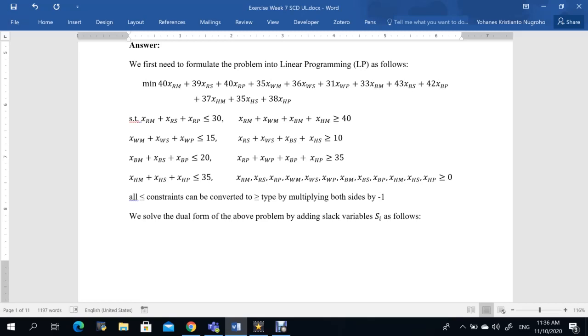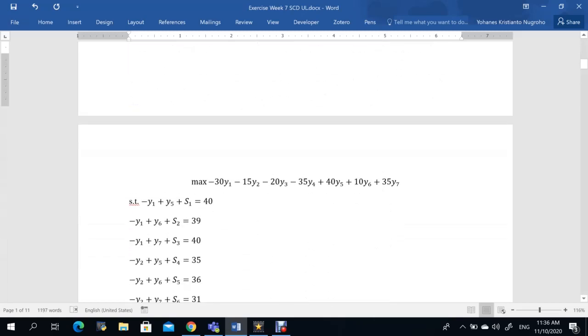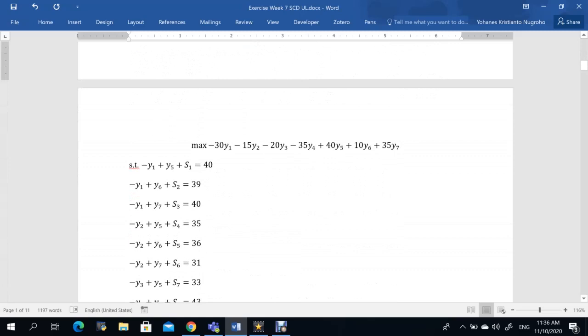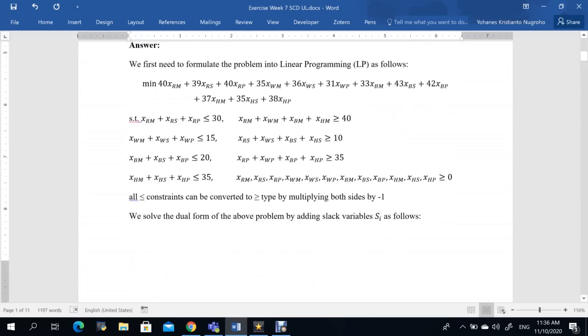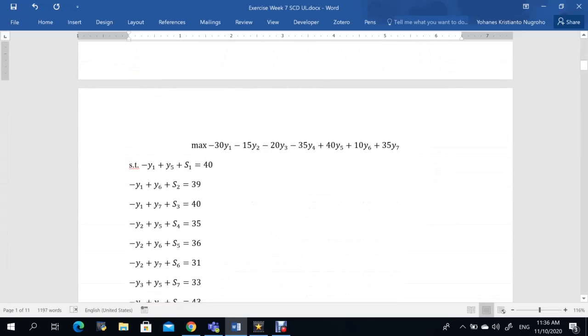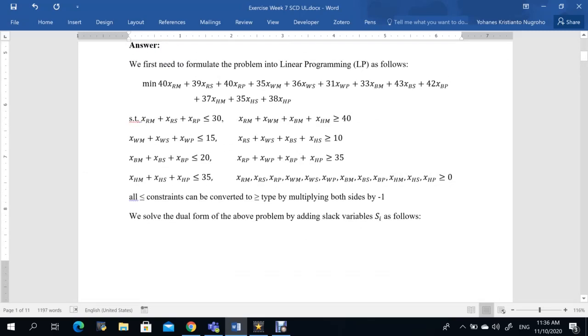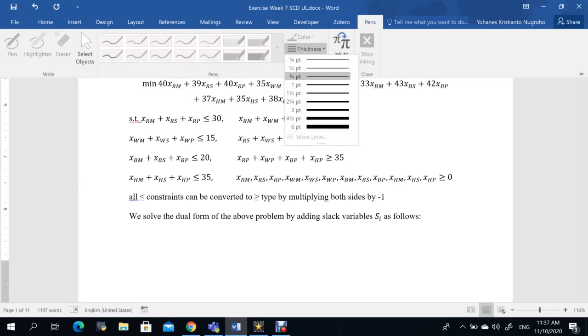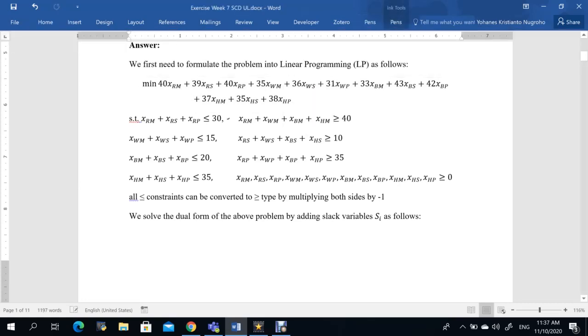And then we convert this minimization into maximization, and therefore we solve the dual form of the above problem by adding such variable si as follows. For instance, here we have 7 constraints, except the non-negativity constraint. We have 7 constraints: 1, 2, 3, 4, 5, 6, 7.